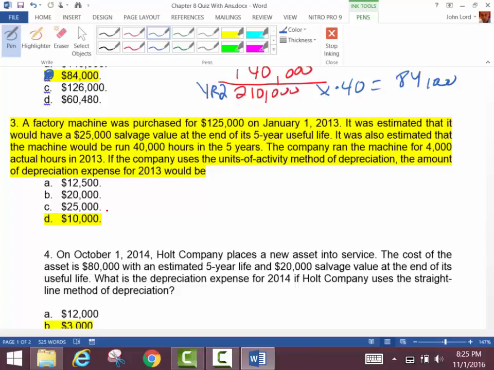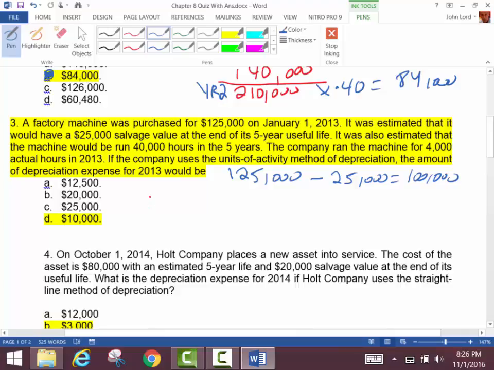How much did they pay for the machine? 125,000. Good. And salvage value is how much? Do I worry about it for units of production? Yes, I do. I don't worry about it for declining balance. I use it for straight line and for units of production, right? Okay, so I got to take off that 25,000. So my depreciable base here is, even I can do that one in my head, it's 100,000, isn't it?